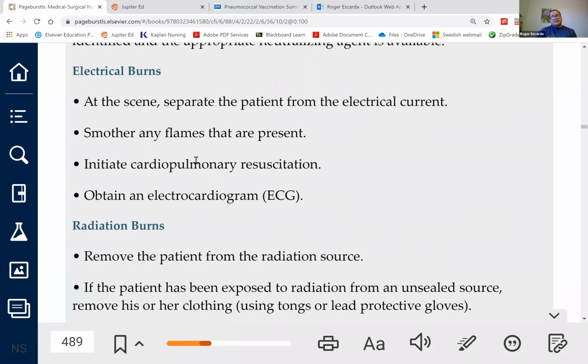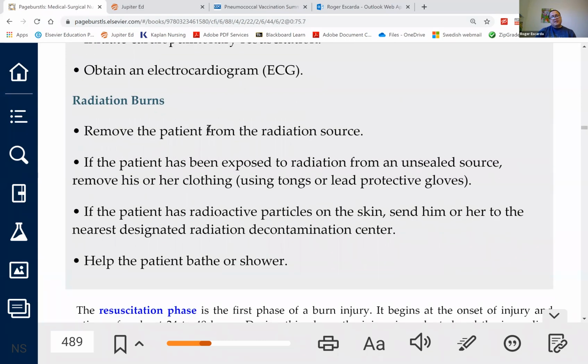And electrical burns at the scene, if you can, turn off the power supply. If not, then try to separate the patient using a stick or any other non-conductor object. If they're on fire, of course, that will now be a flame burn, so the other thing applies. Because electrical burns damage internal organs, it's not uncommon for these patients to go into cardiac arrest. So do CPR and ECG.